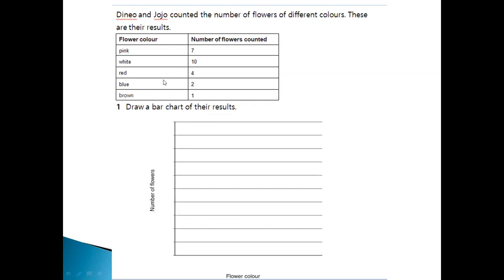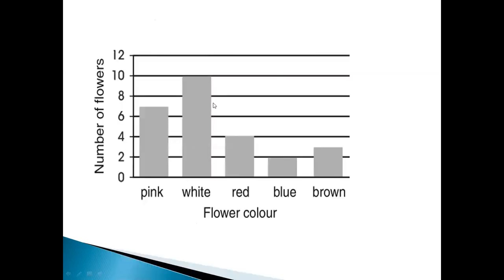Flower color: you can write here pink, white, red, blue, brown. And for the number of flowers counted, you will continue like this: each step represents 2 flowers. 2, 4, 6, 8, 10. We have the biggest number, 10. And then after this you need to draw. Let me show you like this.